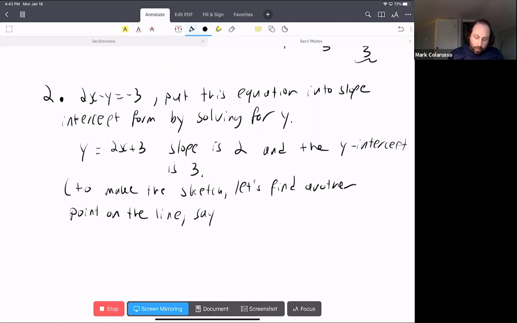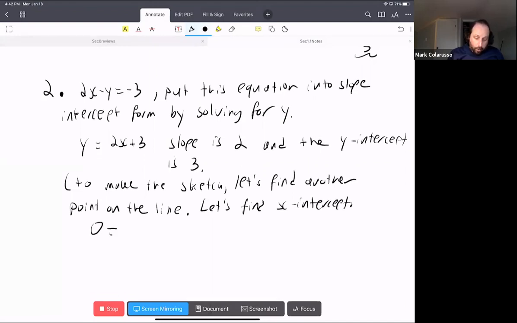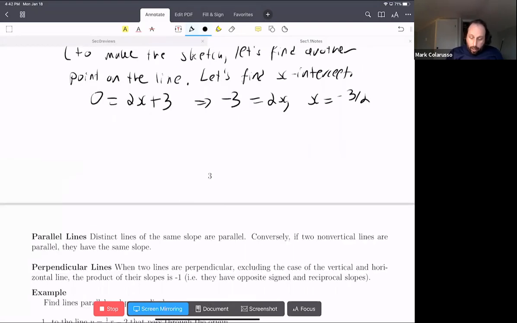Let's find the x-intercept. To find the x-intercept, we set y equals 0 and solve for x, and this isn't too bad. So you get the equation -3 is equal to 2 times x. So you get x equals -3/2. So now we can draw a nice sketch.